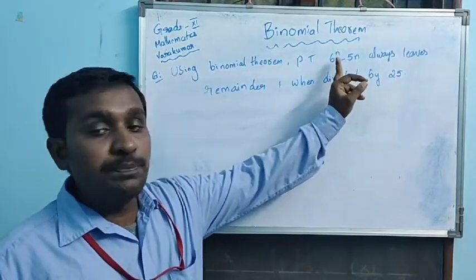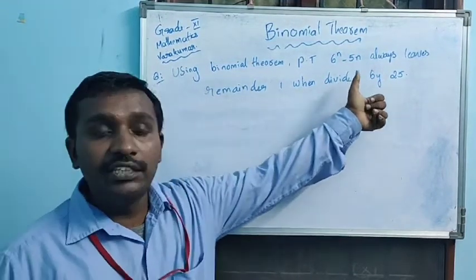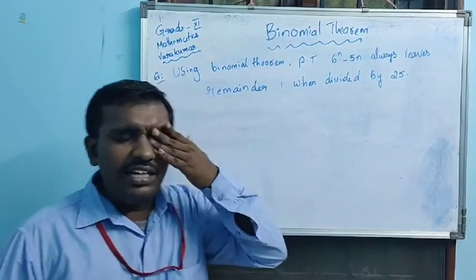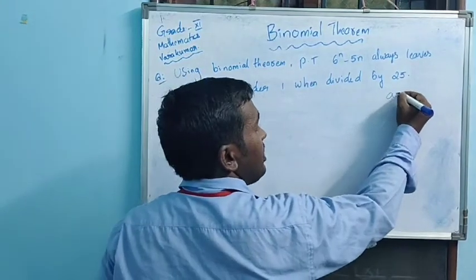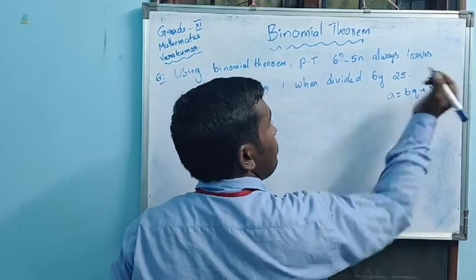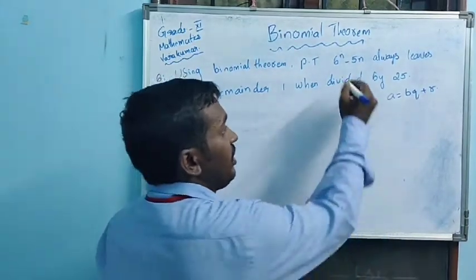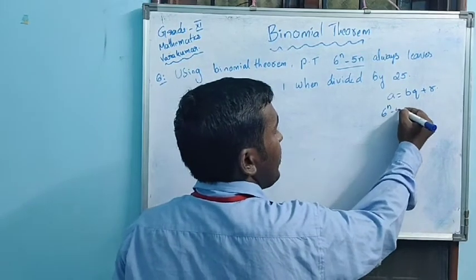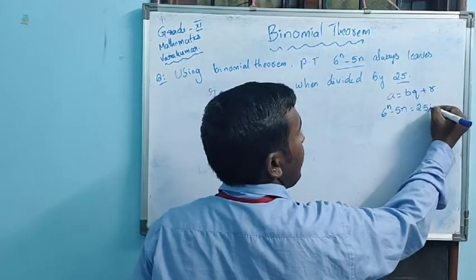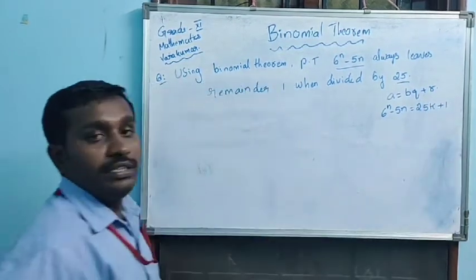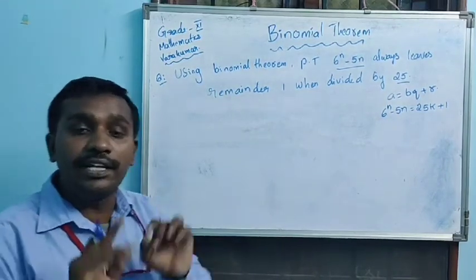Prove that 6 power n minus 5n always leaves remainder 1 when divided by 25. See, in the 10th standard we learned one concept, the Euclid division algorithm. What is that? A is equal to BQ plus R. According to that, this is a number, 6 power n minus 5n. When you divide it by 25, 25k, the remainder is 1. So we need to show that the remainder is always 1.